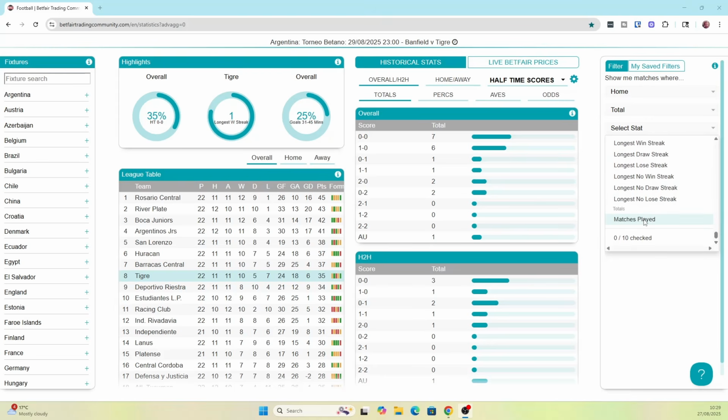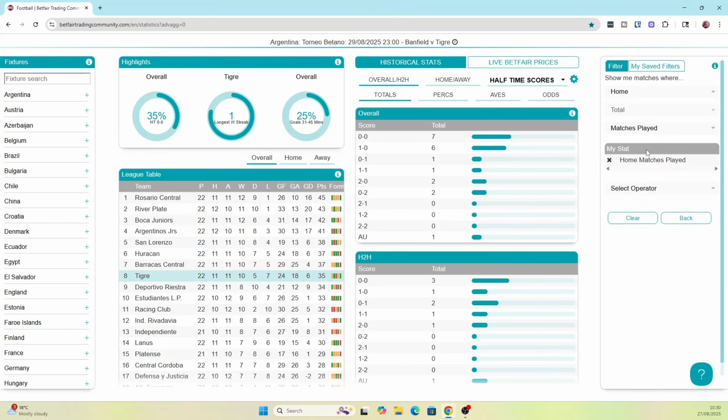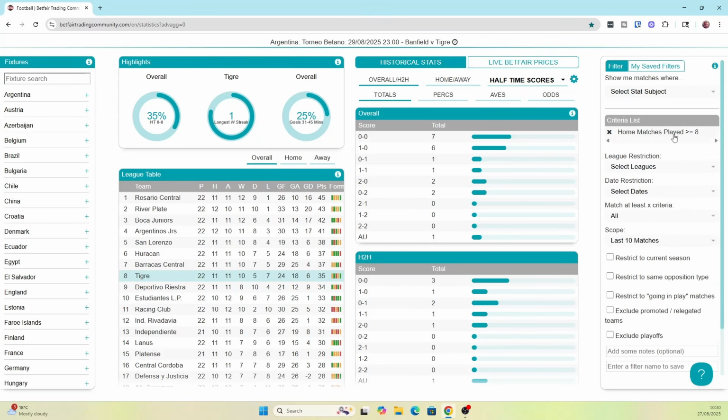And then the big one you've got here is matches played. A lot of people use this in their strategies. What this means is that you could set this stat, say you selected matches played, and then select greater than or equal to 8. That would mean you want 8 matches to have been played that season. As you see, that stat is gone there. You'd have to restrict to current season to make that work, otherwise it will look at last season as well.